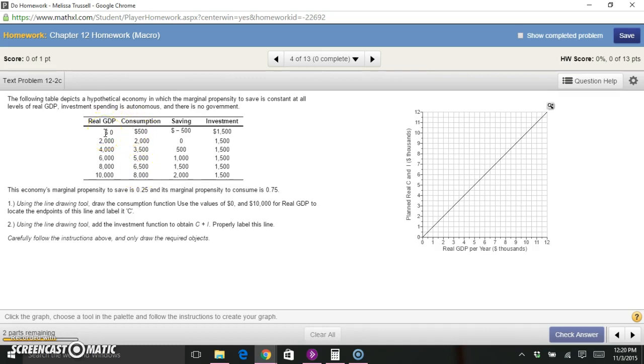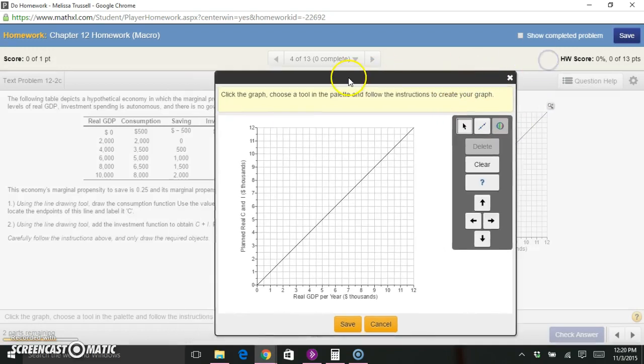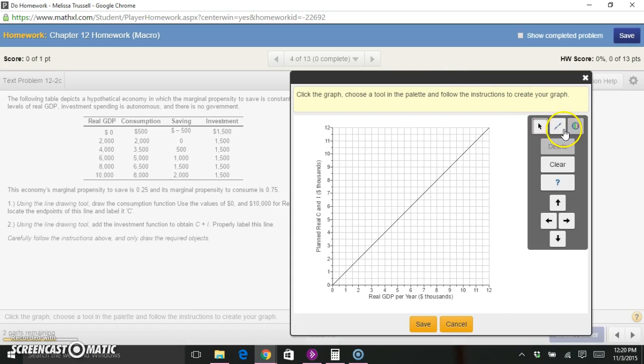So we'll graph the line between the point at 0 GDP and 500 consumption and the point at 10,000 GDP and 8,000 consumption. Let's click our little magnifying glass, bring it up, and I'll move it over so I can see the table. Click my line. The horizontal axis is GDP per year and the vertical axis is planned real consumption and investment. At $0 of GDP, the table tells me I have 500 in consumption, so I'm going to graph the point 0 and 500.